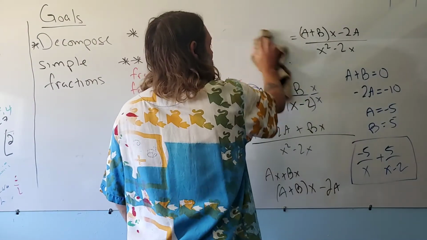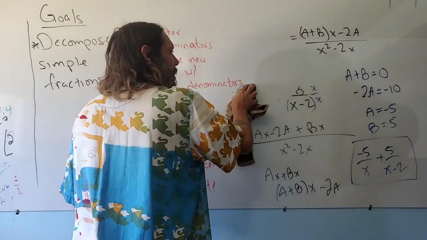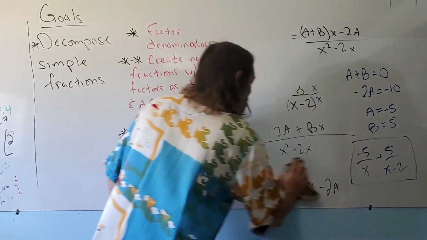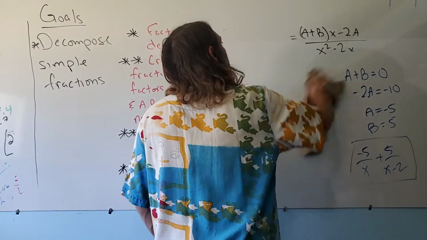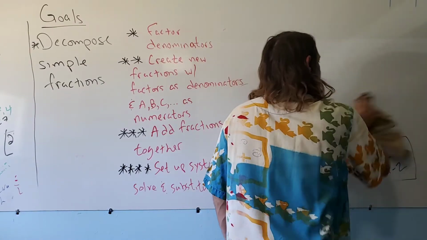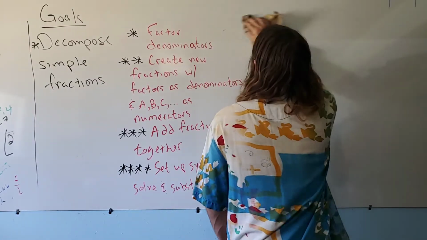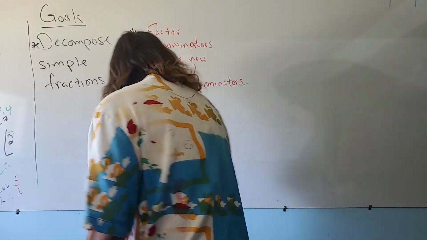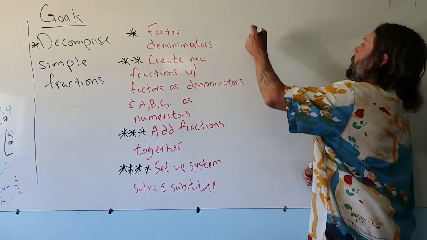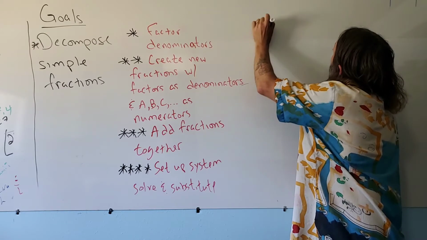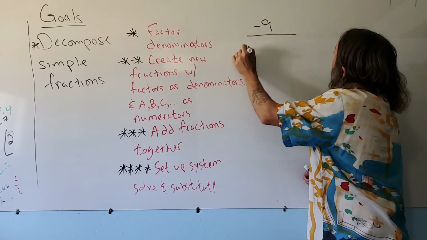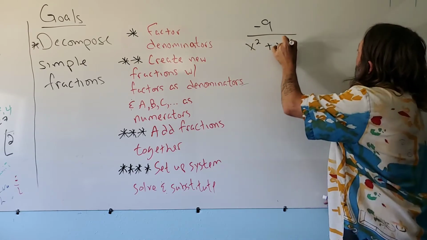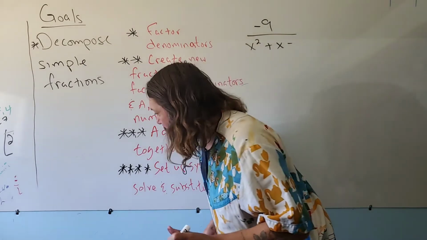All right, let me erase this. And our next problem is negative 9 over x squared plus x minus 2. All right.